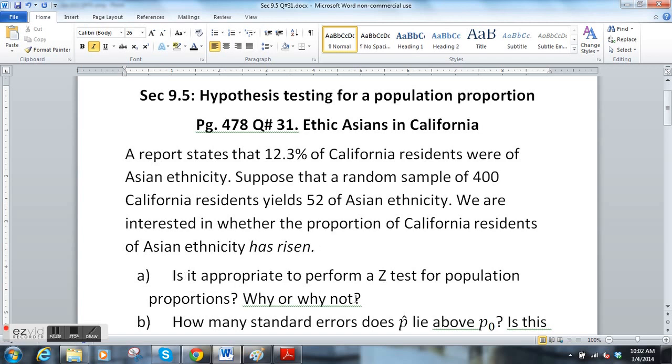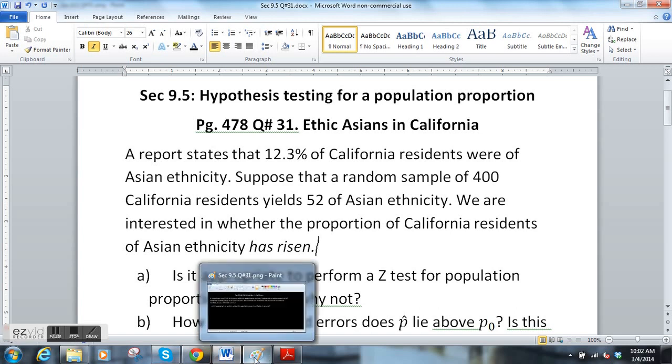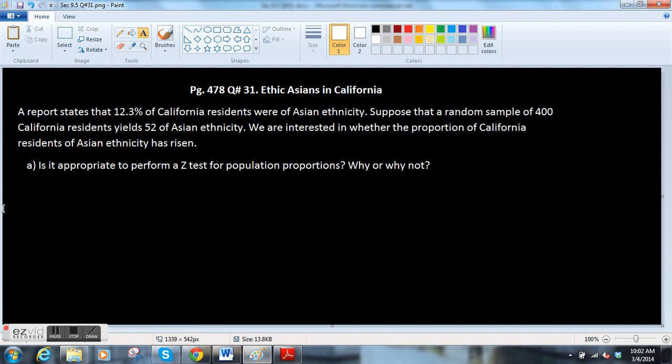So part A, is it appropriate to perform a z-test for population proportions? Why or why not? Here is the rule. We can only use this test if n times p0 is greater than or equal to 5 and n times 1 minus p0 is greater than or equal to 5. This means if these conditions are met, then the sample proportion has an approximately normal distribution and we can use the z-test.